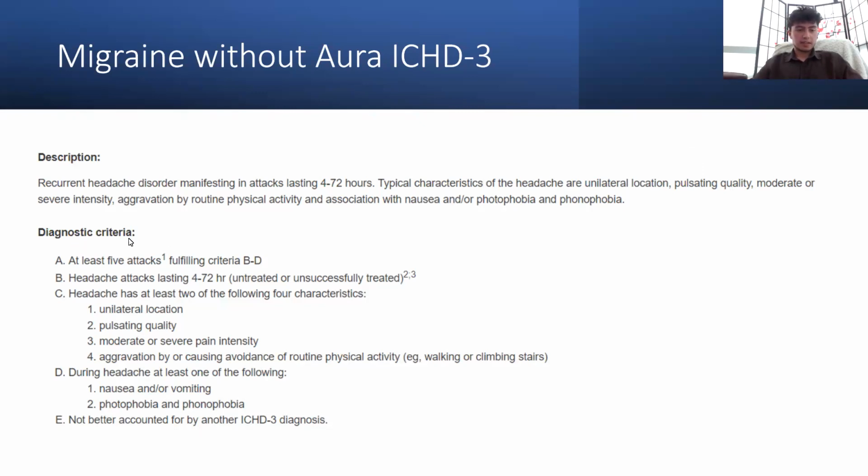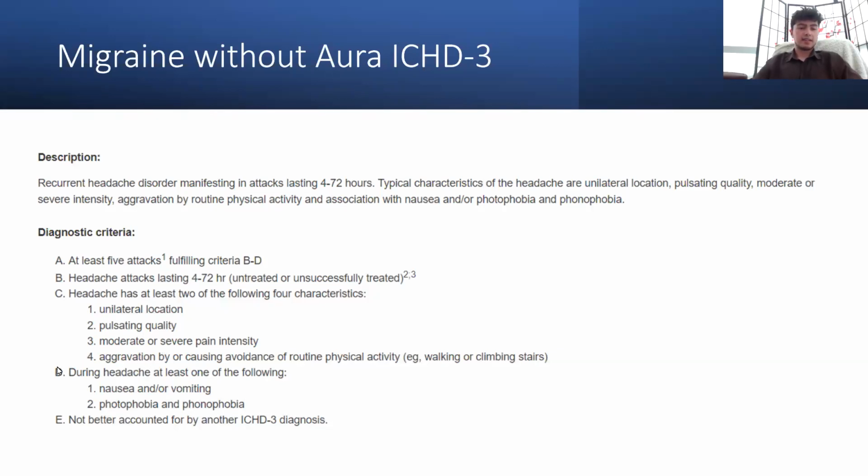And the diagnostic criteria are, I think, most important to diagnose migraine. Criterion A is at least 5 attacks fulfilling criteria B to D. And what are B to D? B: headache attacks lasting 4 to 72 hours, either untreated or unsuccessfully treated. And the headache has at least 2 of the following 4 characteristics, which I mentioned before: pulsating quality, unilateral location, moderate or severe pain intensity, and aggravation by or causing avoidance of routine physical activity.